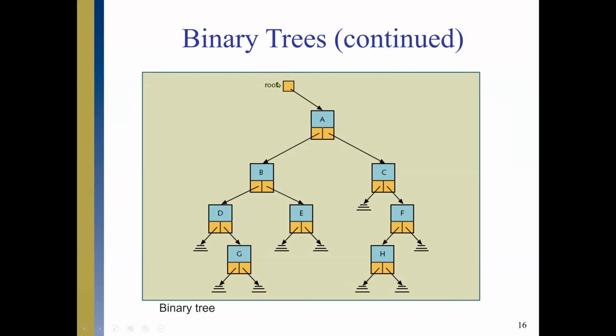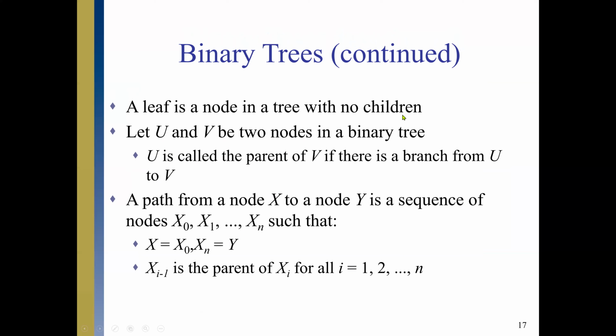So we said that a leaf is a node in a tree with no children, as we defined earlier. And also we are going to use the concept that let U and V be two nodes in a binary tree. So U is called the parent of V. If there's a branch from U to V, then V becomes the child.